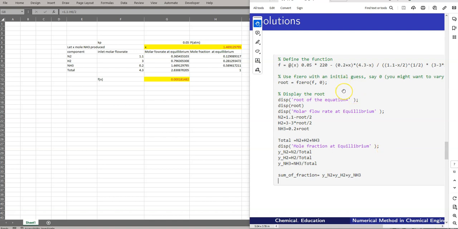This is the MATLAB code. That video I have already uploaded. Now I'll show you how to solve by using Excel Goal Seek.